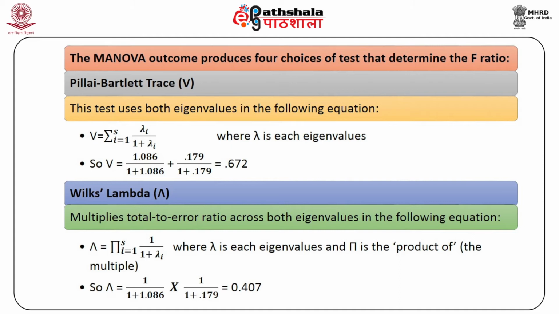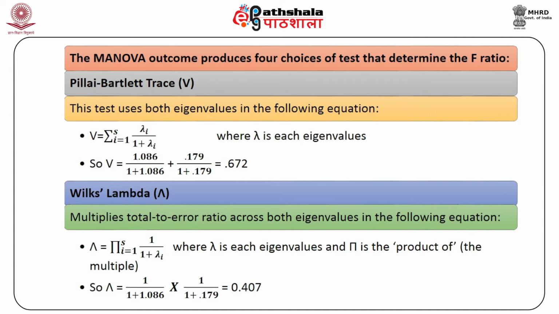The MANOVA outcome produces 4 choices of tests that determine the F ratio. Now, we will discuss all 4 of them one by one. The first one is the Pillai-Bartlett trace represented as V. This test uses both eigenvalues that we have shown here, where lambda is each eigenvalue that we calculated using the quadratic equation. So, V has been found as 0.672 upon substitution of values of lambda in the equation.